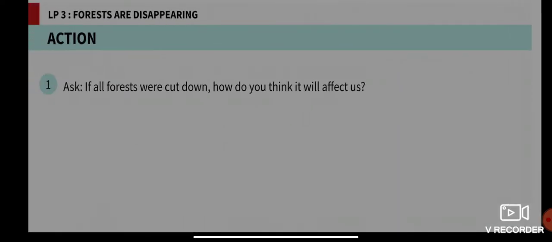Suppose if all forests were cut down, how do you think it will affect us? Imagine if all the forests are cut down or cleared, then how do you think it will affect us?